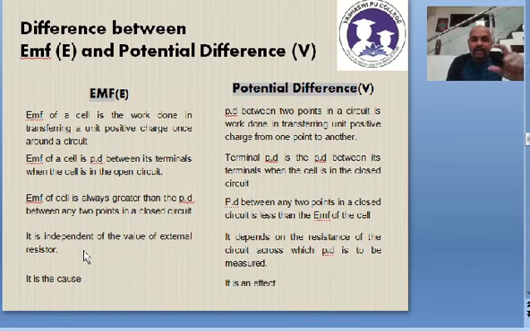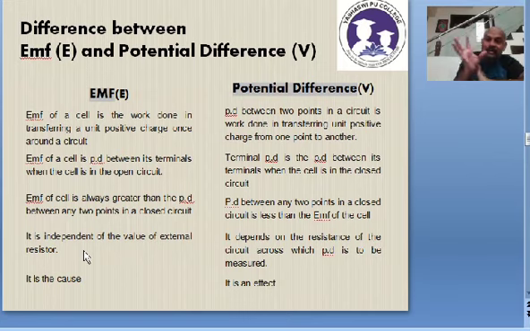Got it? So the EMF of a cell depends only on the nature of the electrodes, for example positive and negative, and the nature of the electrolyte. For example, as I told you, the Leclanche cell provides 1.5 volt, and the Daniell cell provides around 1.05 volt. Whereas the terminal PD is the potential drop across the external resistance, and therefore it depends on the value of the external resistance.